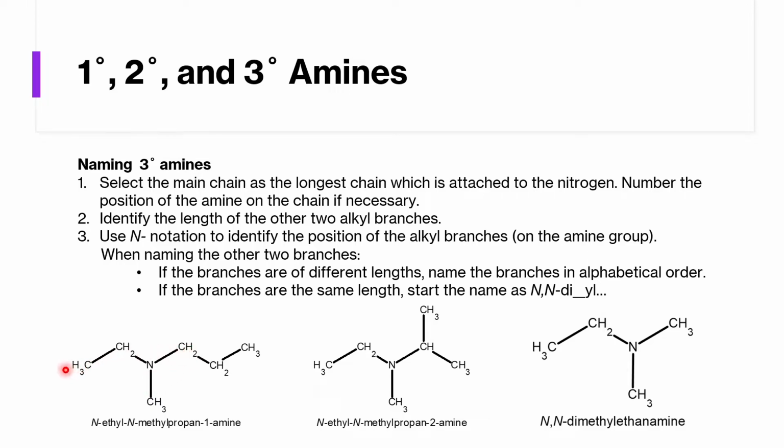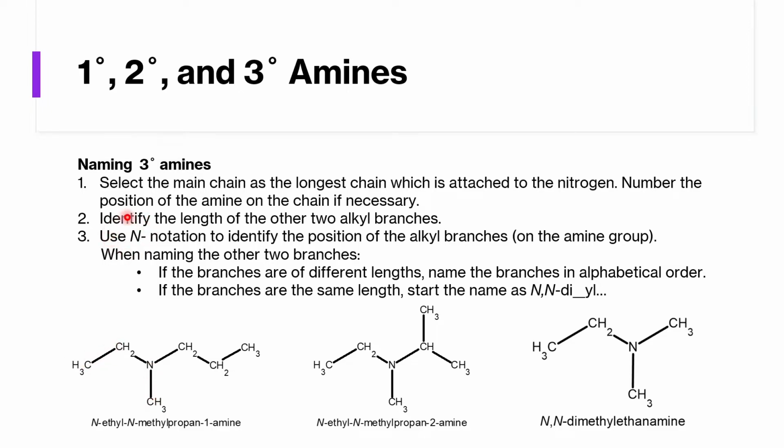So we have 2 carbons, 1 carbon, and 3 carbons. The longest and the main chain is this one that has 3 carbons. So it's going to be a propane amine. Notice that we name it as propane 1 amine because the nitrogen is bonded to one of the end carbons. We can then name our other 2 branches. We have an ethyl branch and a methyl branch.